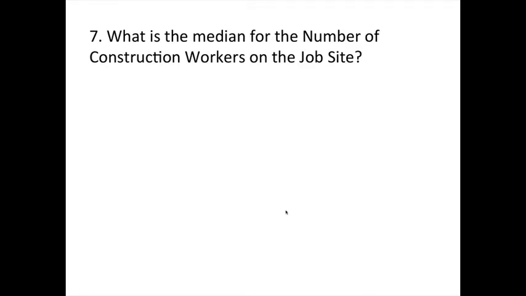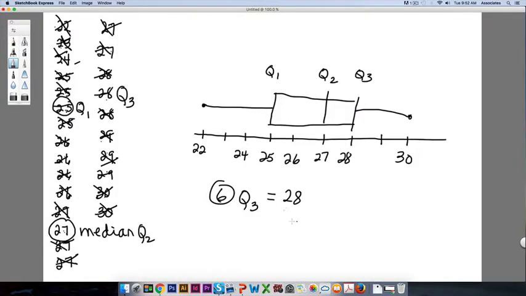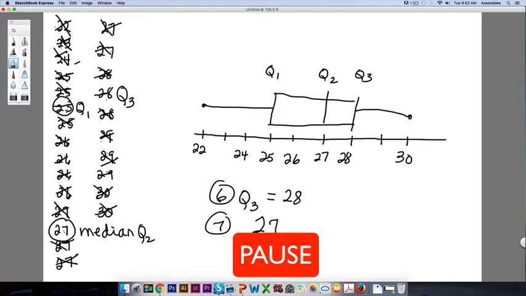Number 7 says, what's the median? Median is the same thing as Q sub 2, so let's go back to our PowerPoint and look. Number 7, Q sub 2 is 27, so all I have to do is write 27, and we took care of all those problems. Pause if you need to look at it an extra minute. I'll meet you back here.